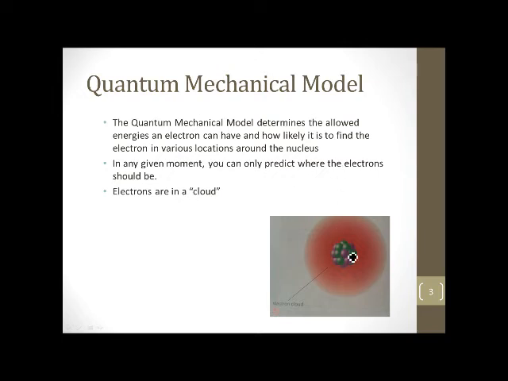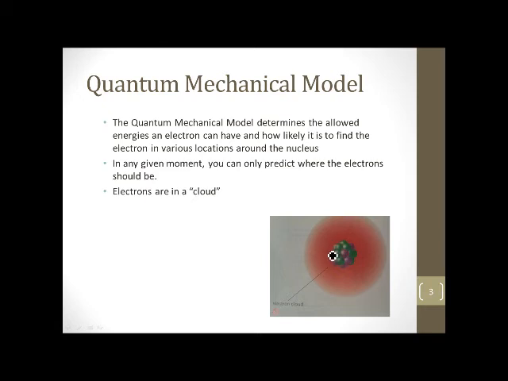Here's a picture out of your book, and you can see here's a nucleus in the middle, and this area here is referred to as the electron cloud. At any given moment in time, an electron can be anywhere in this cloud. However, there are certain places where it's more likely to be, and those are going to be the darker shaded places. And what we're going to learn a little bit about is what those places are called.